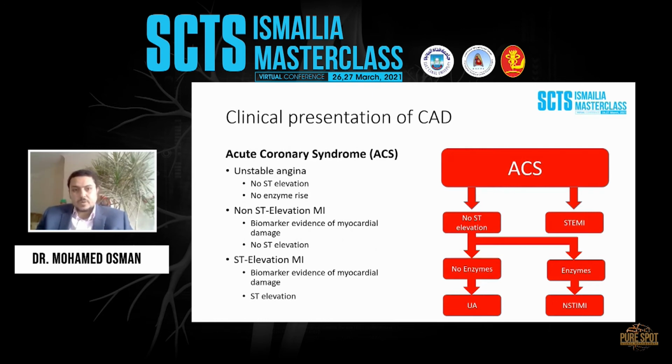Another term to be aware of is acute coronary syndrome. Acute coronary syndrome is a term used to describe acute coronary ischemia. It's subdivided into 3 categories: unstable angina, non-ST elevation myocardial infarction, and ST elevation myocardial infarction. For unstable angina, there is no ST elevation and there is no enzyme rise. This is to differentiate it from non-STEMI. With ST elevation myocardial infarction, you will find both.